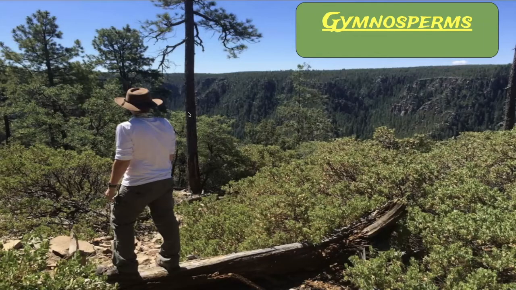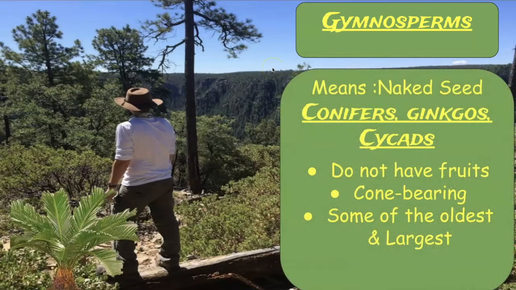So let's talk about the gymnosperms for a second. This picture is actually out in Arizona. This is what's known as the Mogollon Rim. But around here, we can see all these different gymnosperms, these cone-bearing plants. And that's what gymnosperms are. The word gymnosperm itself literally means naked seed. Gymno referring to naked, and sperm, where we get our word for sperm, it's Latin for seed. And so when we say a gymnosperm, that's a naked seed.